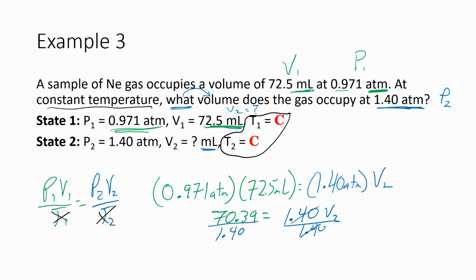And we get 50.3. So V2 equals 50.3, and the units of that are going to be the milliliters because the milliliters is what went in. So the milliliters is coming out. This would have worked just as well if we turned everything into liters. Our answer would have been 0.0503 liters, which is fine.